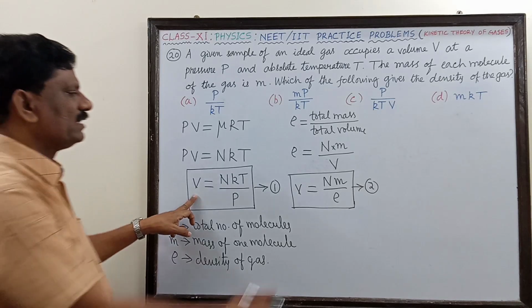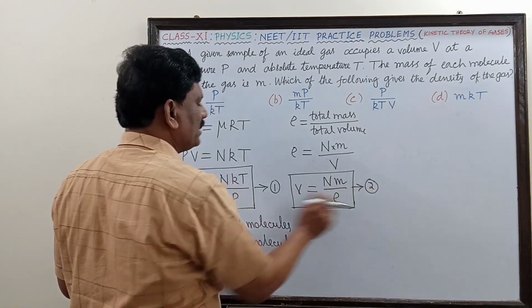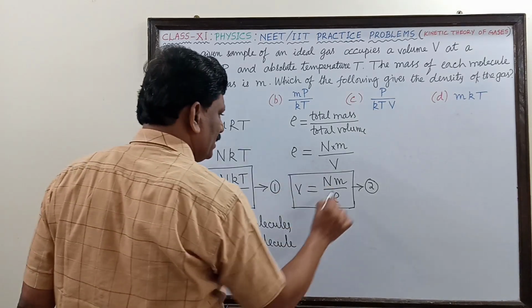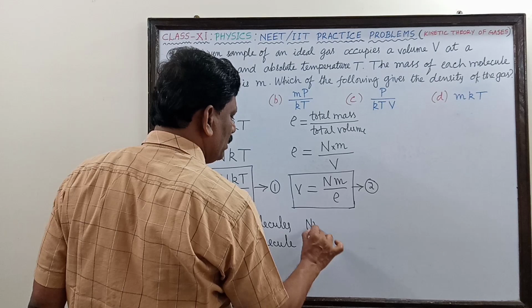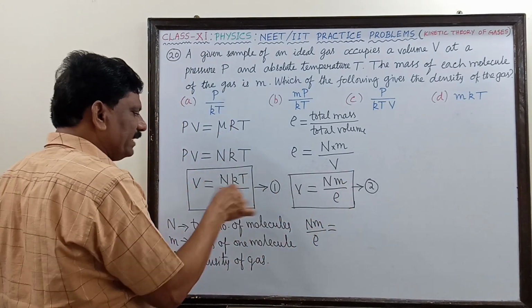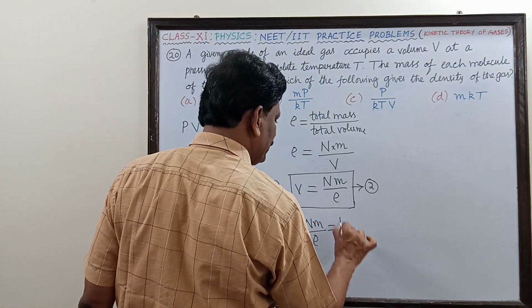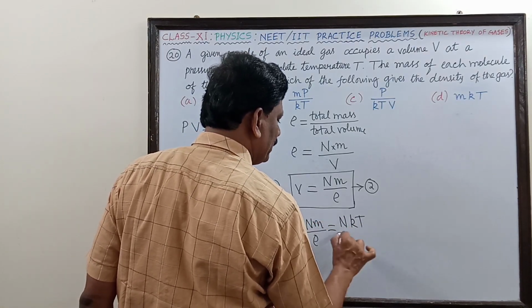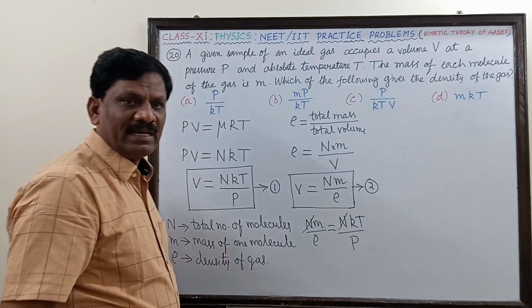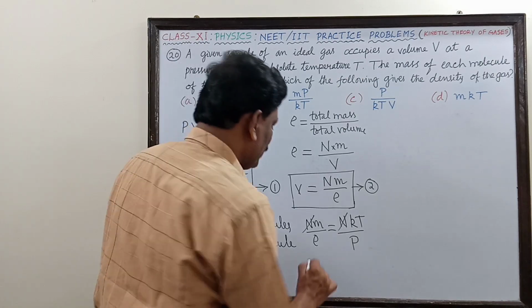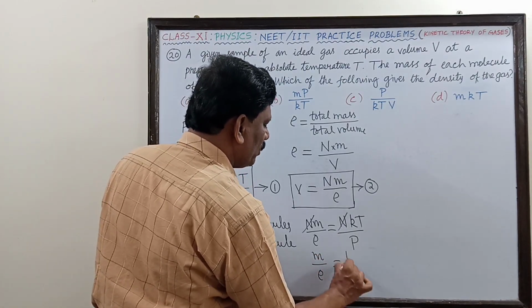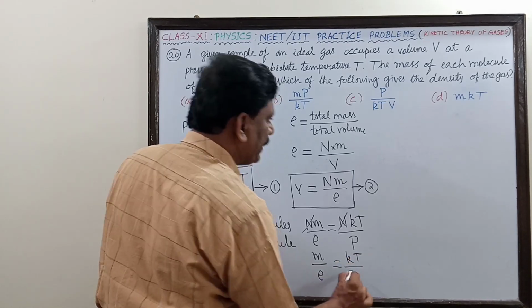So look at equations 1 and 2 now. Compare equations 1 and 2. Left hand sides are equal, so I am going to equate the right hand sides. So N into m divided by rho must be equal to NKT divided by P. So the number of molecules get cancelled each other. So m by rho is now equal to KT by P.